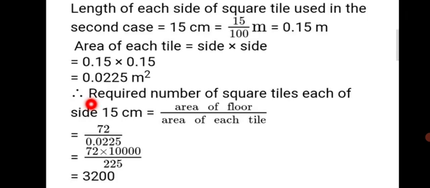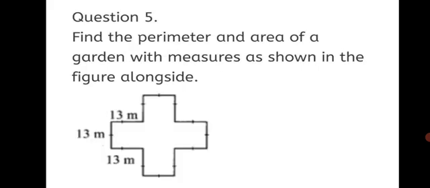Now the same formula we are going to use for this tile also. Required number of square tiles each of side 15 centimeter is equal to area of floor upon area of each tile. Area of floor is same, 72. Area of each tile now is how much? 0.0225. So how many places are there for the decimal point? That many zeros you'll have to take in the numerator. That means 72 into 10,000 upon 225. And when you solve it, you get 3,200 as your answer. So write down the final answer in statement.